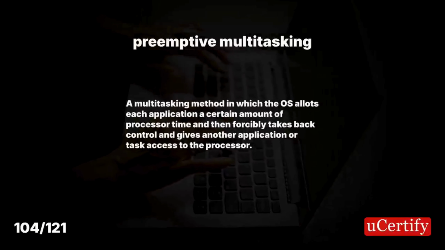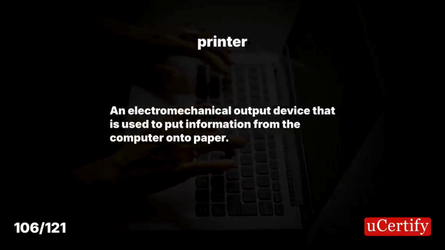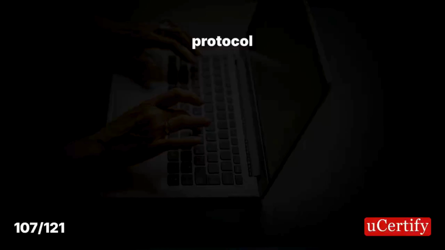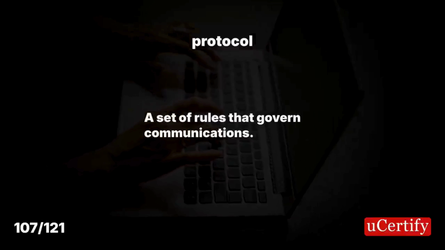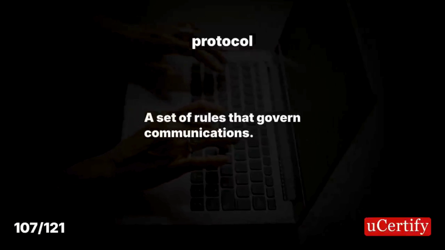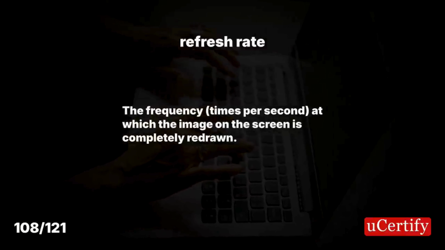Term: primary key. Definition: a field whose data is used to identify a record uniquely. Term: printer. Definition: an electromechanical output device that is used to put information from the computer onto paper. Term: protocol. Definition: a set of rules that govern communications. Term: refresh rate. Definition: the frequency, times per second, at which the image on the screen is completely redrawn.